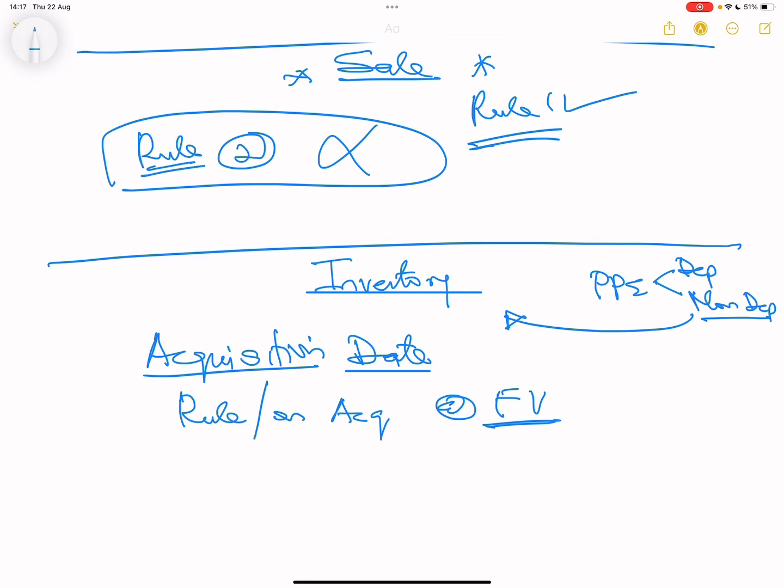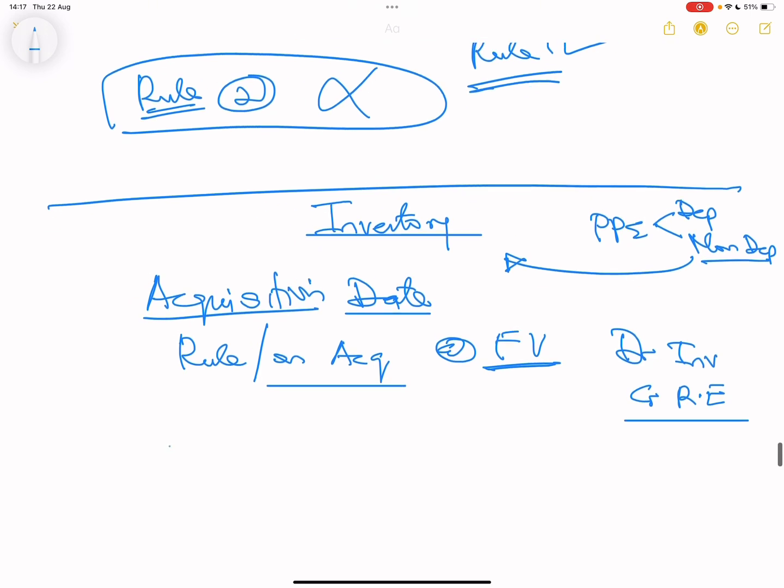So if there's any difference between the fair value of inventory and the carrying value, we must make that adjustment on day 1, that acquisition date. And we're going to be posting an entry to debit inventory and we will be crediting retained earnings on acquisition date. Please take note. So this will happen on acquisition date.